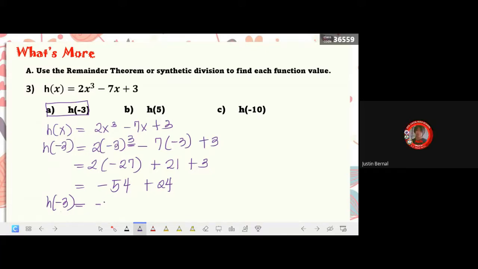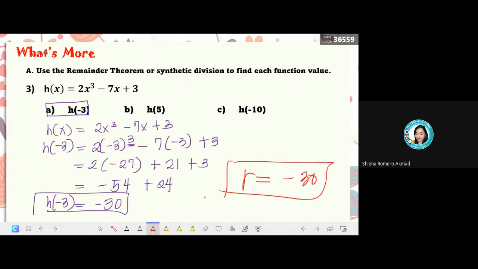Negative 30, correct. Ibig sabihin, ang remainder natin is negative 30. So, by solving that, you can easily get the remainder. And that is what the remainder theorem is. So, okay na po ba?